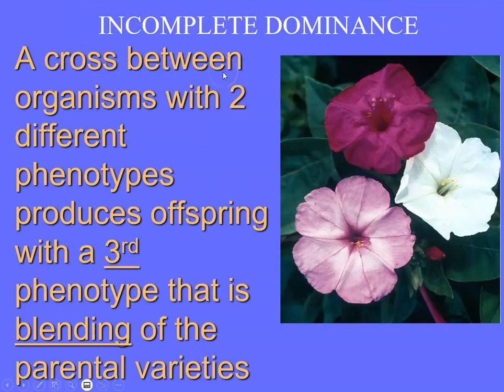One example of this is called incomplete dominance. This is when you have a cross between organisms with two different phenotypes that produces an offspring with a third phenotype that is a blending of the parental varieties. Or we could also say that the heterozygous individual has that blended phenotype. So as shown here with these flowers, there's one with dark purple, that would be homozygous for purple. You have a homozygous white, and then you have the heterozygote, which is the light purple.